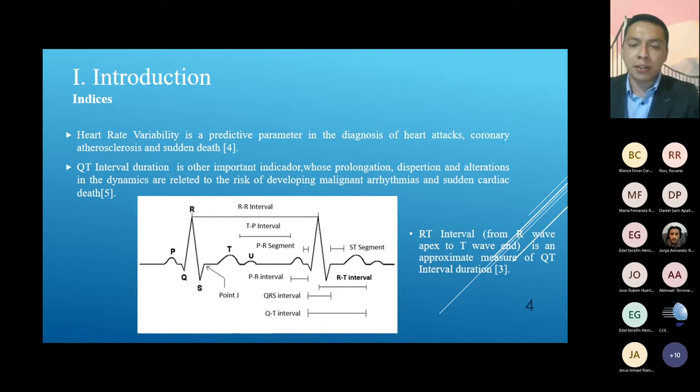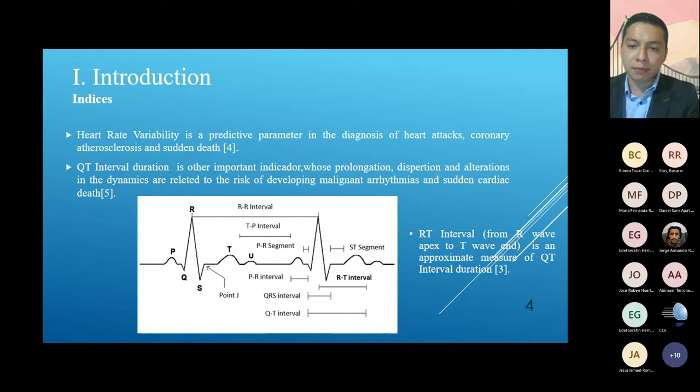Indices. A wide variety of ECG indices are currently available. Two of the most important are heart rate variability, which is a predictive parameter in the diagnosis of heart attack, coronary atherosclerosis, and sudden death. The QT interval duration is another important indicator whose prolongation, dispersion, and alteration in its dynamics are related to the risk of developing malignant arrhythmias and sudden cardiac death.